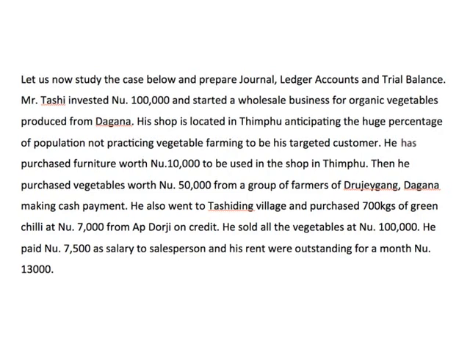Mr. Tashi is doing wholesale business for organic vegetables. Look, Mr. Tashi invested 100,000. He purchased furniture worth 10,000. He purchased vegetables worth 50,000 on cash, and he purchased 700 kgs of green chili on credit, and he sold all these items at Nu 100,000. Then he paid 7,500 as salary, and the rent was outstanding for one month, Nu 13,000. So this is the case for us. Now for this case, we are going to first prepare journal entry, then ledger account, and then finally we are going to prepare trial balance.